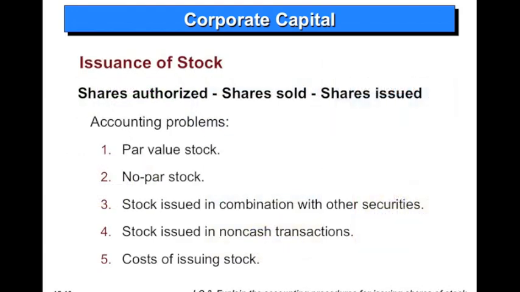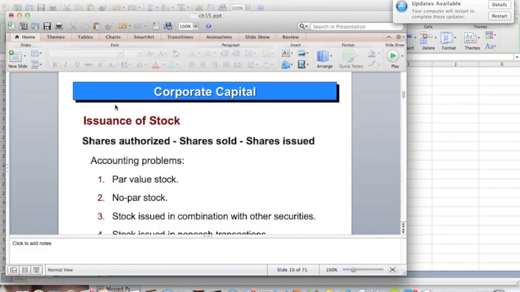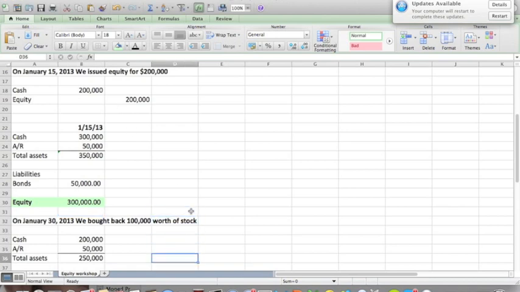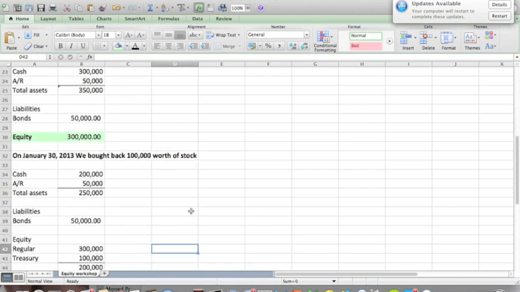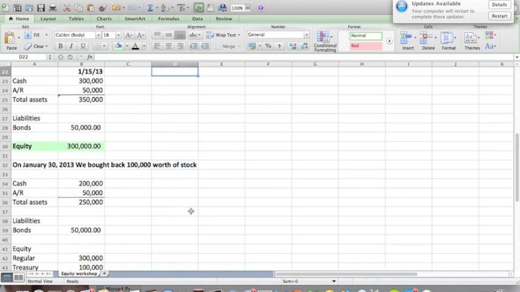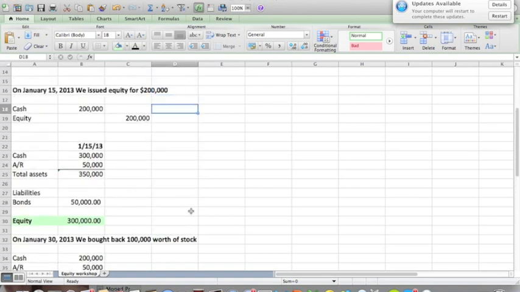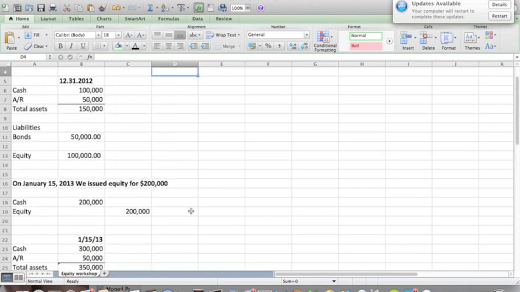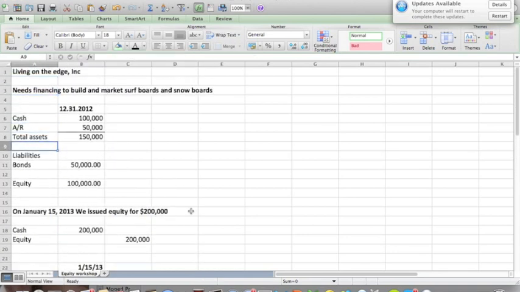So when we issue stock, there's a technicality around it. There's par value, non-par value, stock issued with other securities, cost of issuing stock. But what's issuing stock? In reality, when you issue stock, all that really means, say for example, we used to have on our balance sheet 100,000 in cash, and 50,000 of AR, assets of 150,000, a bond of 50,000. And that was at 12/31/2012.